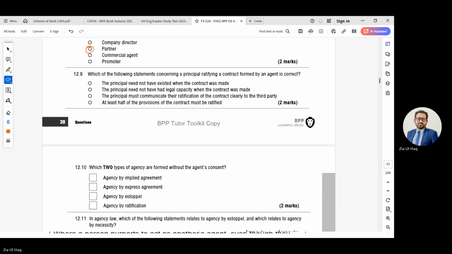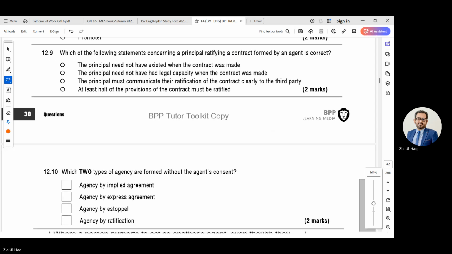12.9. Agency by ratification. The principal need not have existed when the contract was made. No, he should be in existence. The principal need not have had legal capacity when the contract was made. No, he should have. The principal must communicate the ratification of the contract clearly to the third party. Yes. At least half of the provisions of the contract must be ratified. No, no, no.